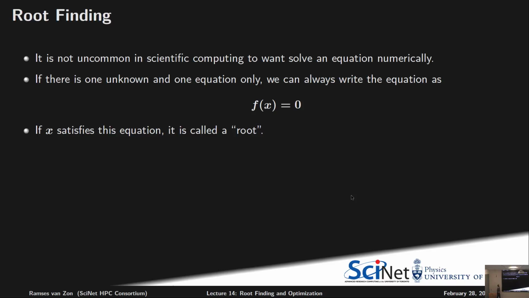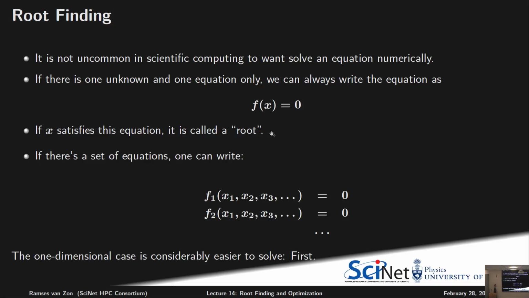It turns out it is quite common to want to solve an equation numerically when you're doing scientific computing. And a lot of equations can be cast in the seemingly simple form of some function acting on the variable x that we want to know to be 0. So if you have such a shape of your equation, and where f is just a simple function, not a differential form or anything like that, if x satisfies this equation, we will call it a root. I don't know if anybody still knows why it was a root, but it's a root.